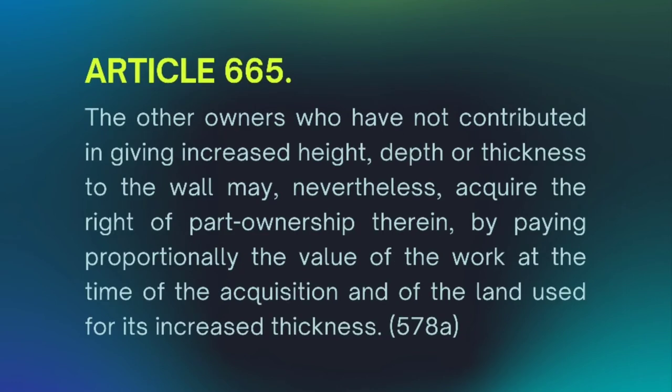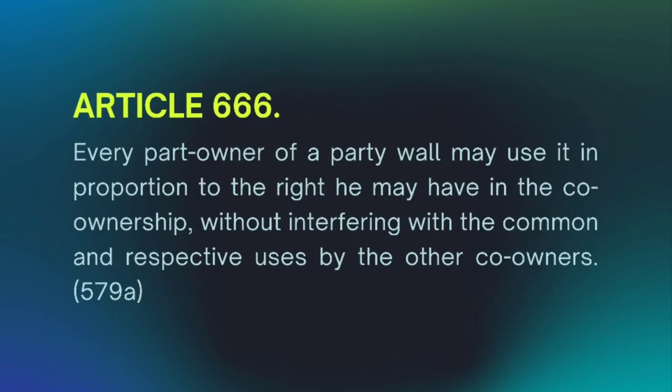Article 665. The other owners who have not contributed in giving increased height, depth or thickness to the wall may, nevertheless, acquire the right of part ownership therein, by paying proportionally the value of the work at the time of the acquisition, and of the land used for its increased thickness. Article 666. Every part owner of a party wall may use it in proportion to the right he may have in the co-ownership, without interfering with the common and respective uses by the other co-owners.